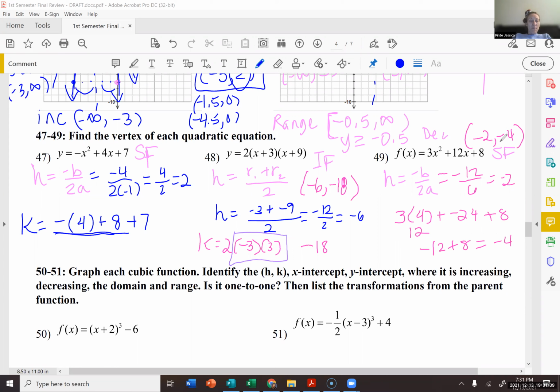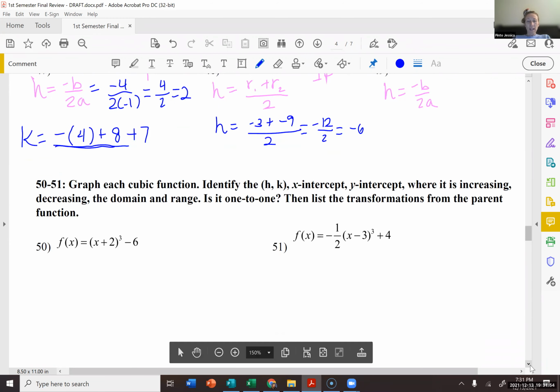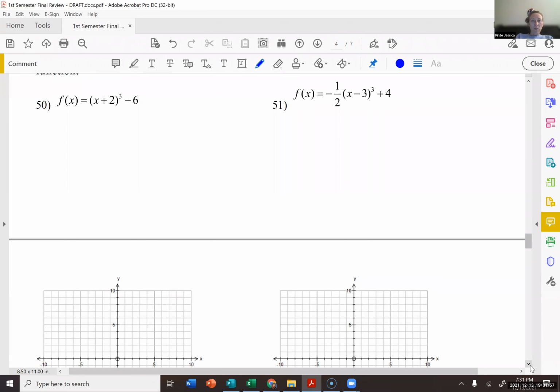Beautiful. 50 through 51 say graph the cubic function. And so cool. I love cubic functions. Cubic functions have a different parent t-table. So our parent t-table for the cubic function, in case you forgot, is still going to be -2, -1, 0, 1, and 2. And then we cube those values. So -2 to the third power is -8, -1 to the third power is -1. And then we end up with the same values on the other side, but positive.